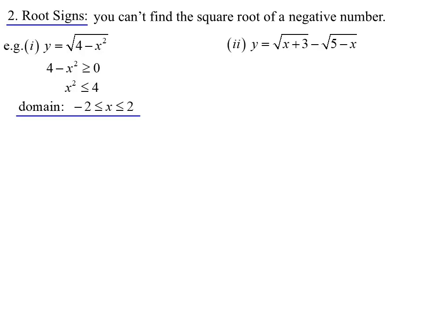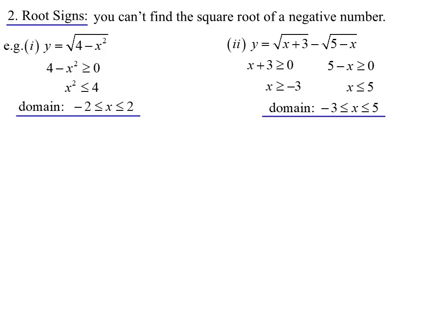If I have two square roots, again, each one of those has to be greater than or equal to 0. So I know x has to be greater than or equal to negative 3, but also x has to be less than 5. But both of those must be true. Therefore, I must be in between minus 3 and 5.